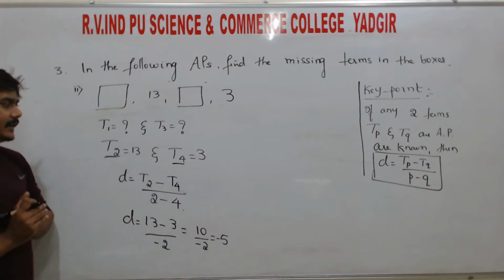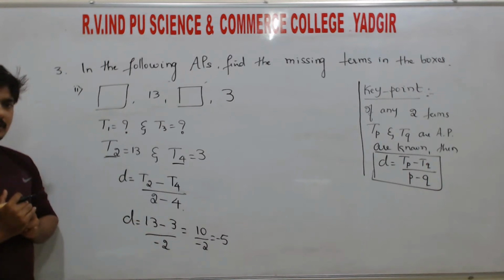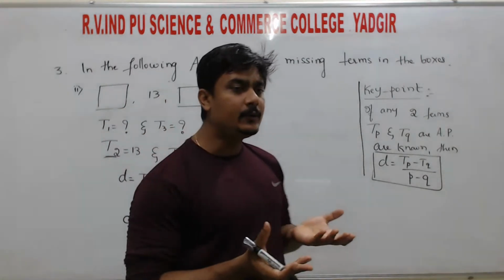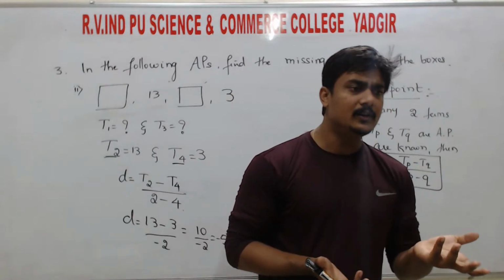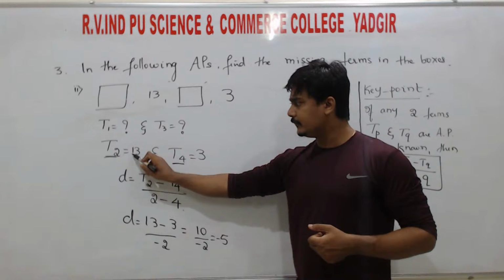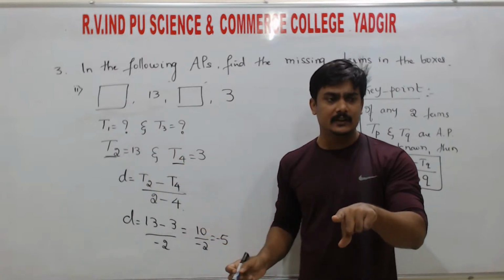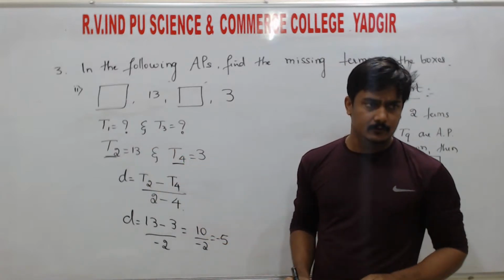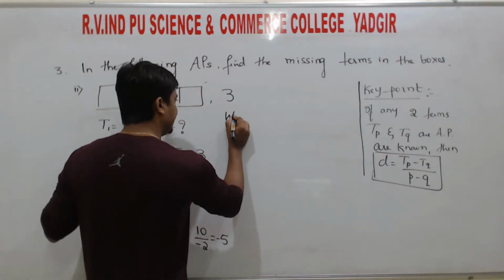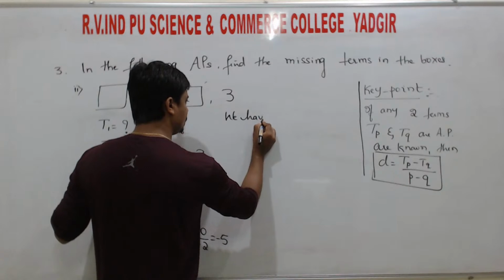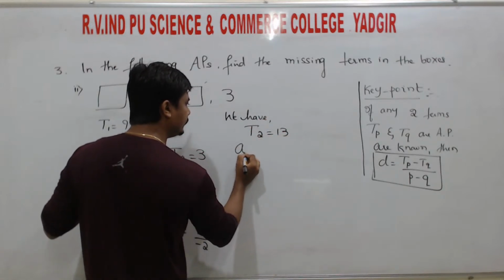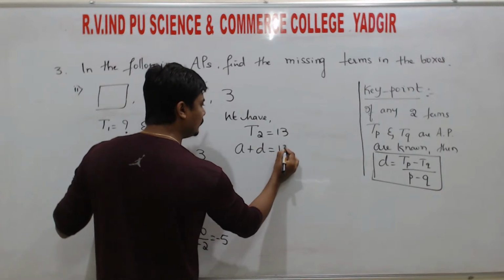Now what else do I need? I need the A value. How do I get that A value? To get the A value, you take the help of either the second term or the fourth term. In this question, you know the second term and the fourth term. Using any one of the terms, you can compute the A value. I will take T2 here. We have T2 equals 13. What is the T2 formula? A plus D equals 13.